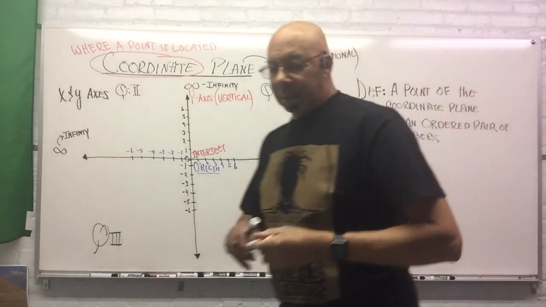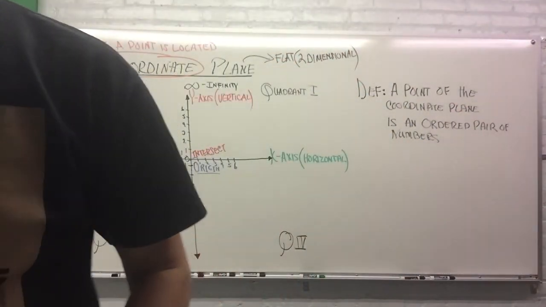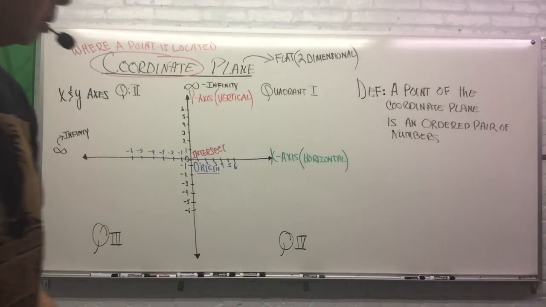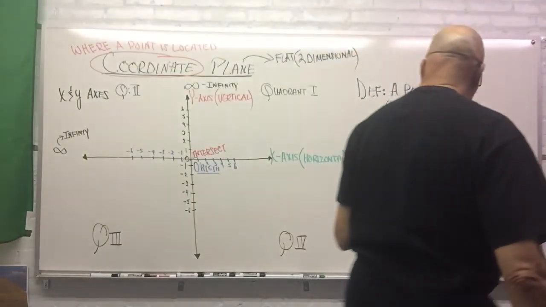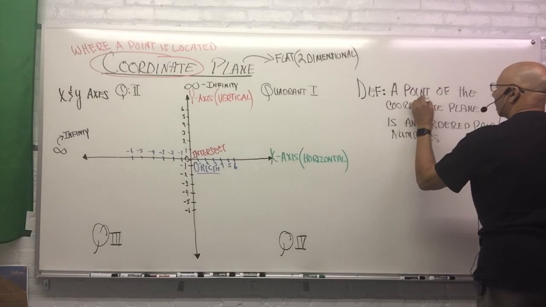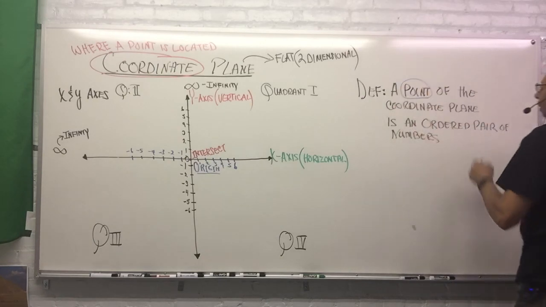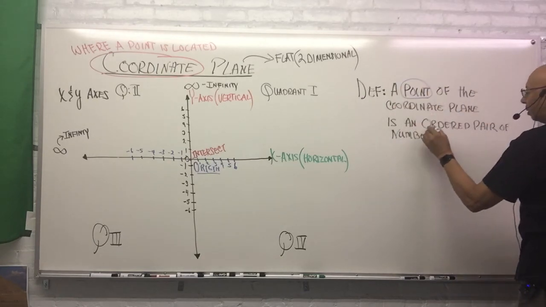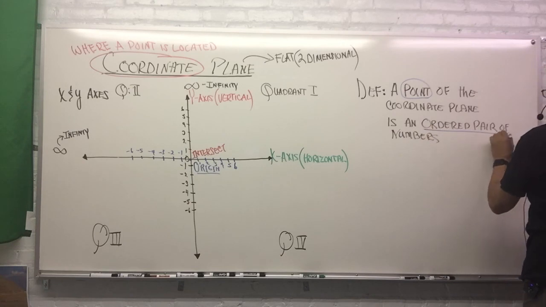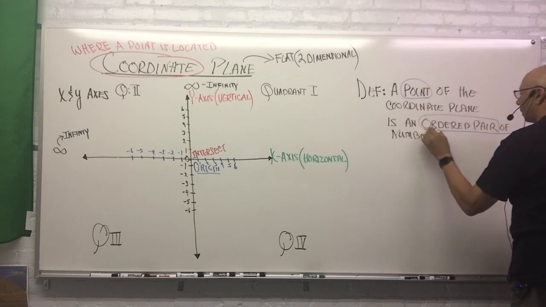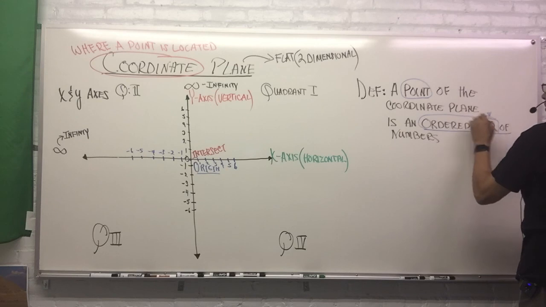So a point is an ordered pair of numbers. So the key word here to us is a point on the coordinate plane is an ordered pair. These are key words right here.